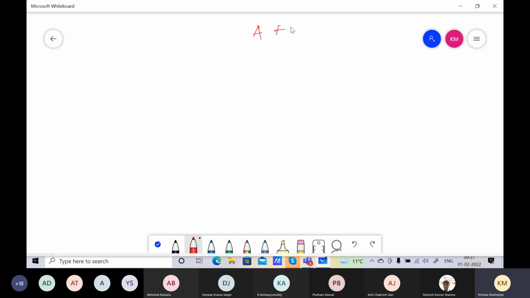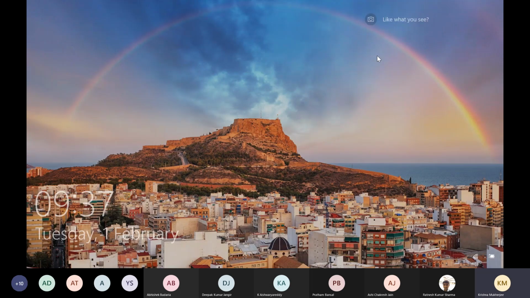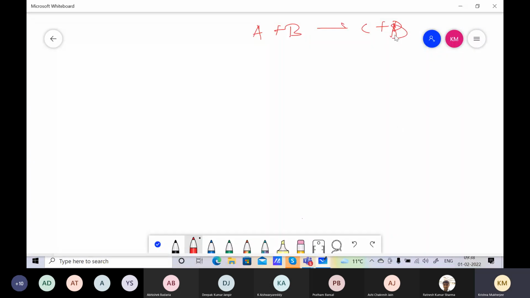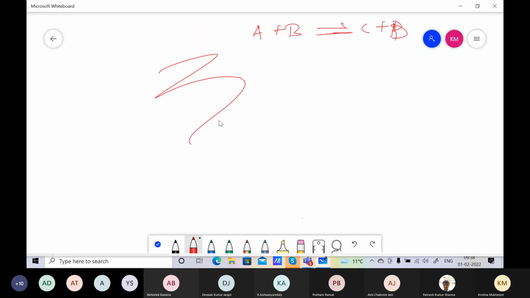Say A plus B or whatever is going to C plus D, and this is really irritating today. Is going to C plus D, and suppose this reaction is reversible. This is idiotic. This is really becoming idiotic.